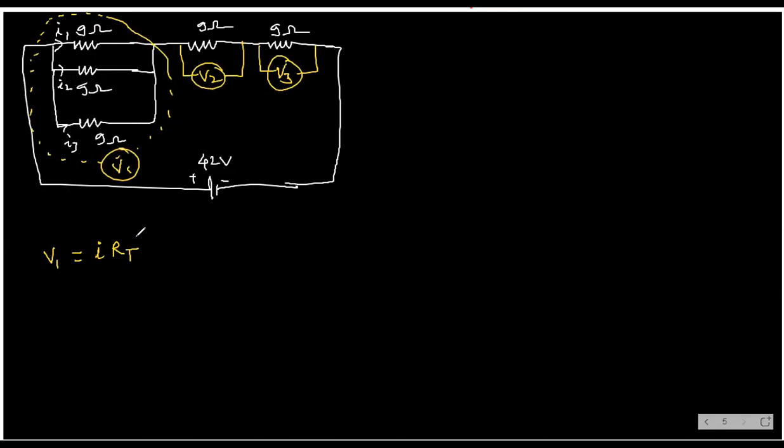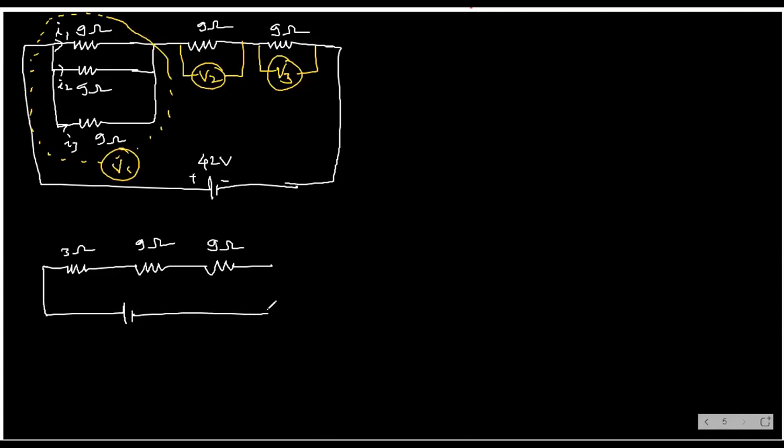Or R1 we have to take. Yes. So let's take R1. Because see, one more time. This is our diagram, no? This is 3, this is 9, and this is 9. After finding, 9 ohm, 9 ohm, and this is 3 ohm. And here it is 42. So across this is potential how much? V1. Across this is what? V2. Across this is V3.